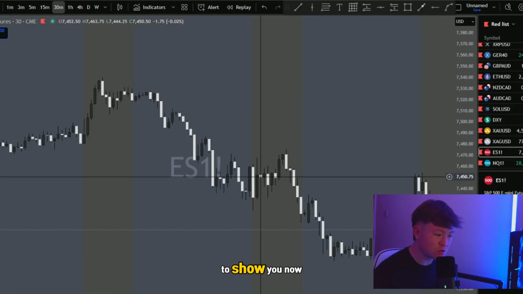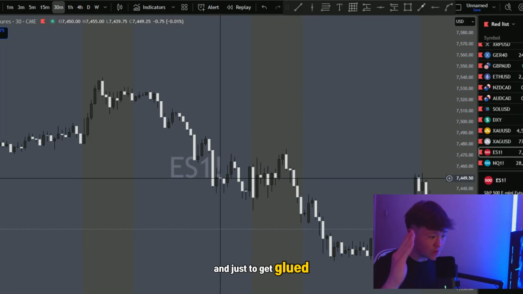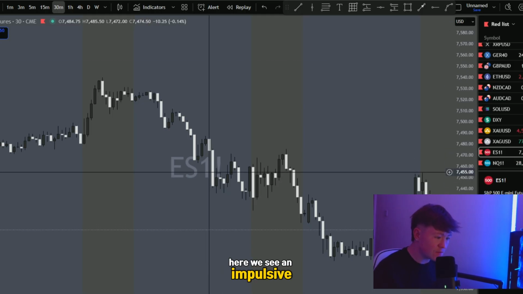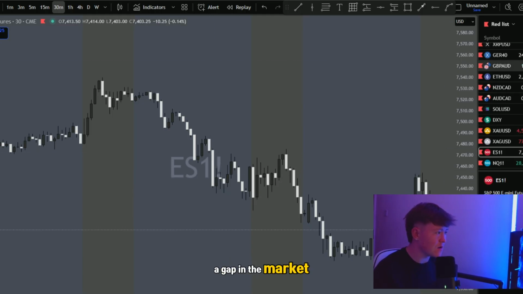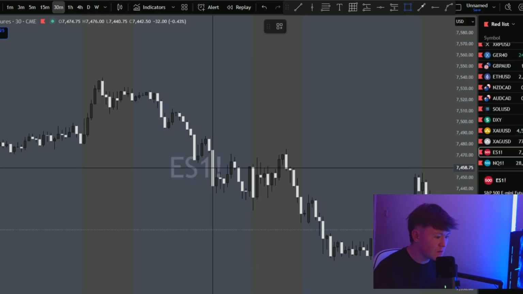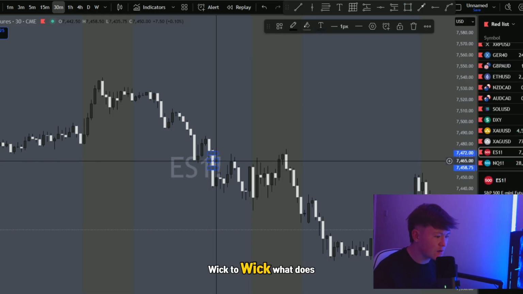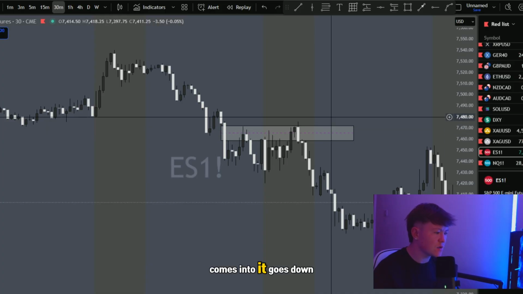The last one I'm going to show you now, just to get it glued into your head. Here we see an impulsive move with a gap in the market. What are we doing? Wick to wick. What does price do? Comes into it, goes down.